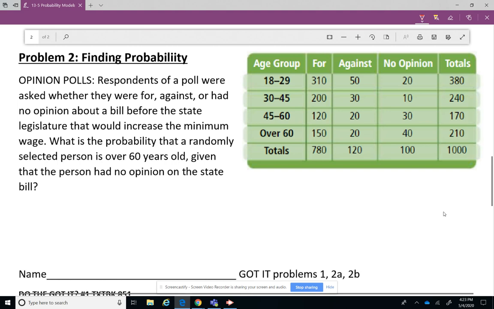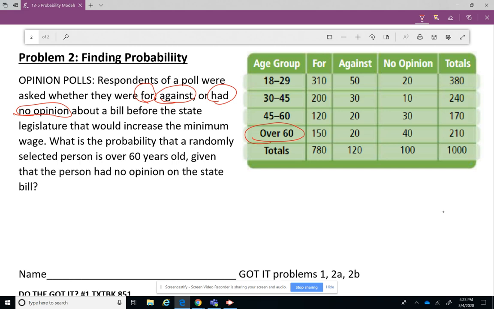All right, so we're going to look at an opinion poll. Respondents of a poll were asked whether they were for, against, or had no opinion about a bill before the state legislature that would increase the minimum wage. So we have they're for it, they're against it, they have no opinion, and then we have all their ages on the left. So this is a two-way frequency table. What is the probability that a randomly selected person is over 60 years old? So let's circle that one, over 60, given that the person had no opinion on the state bill.